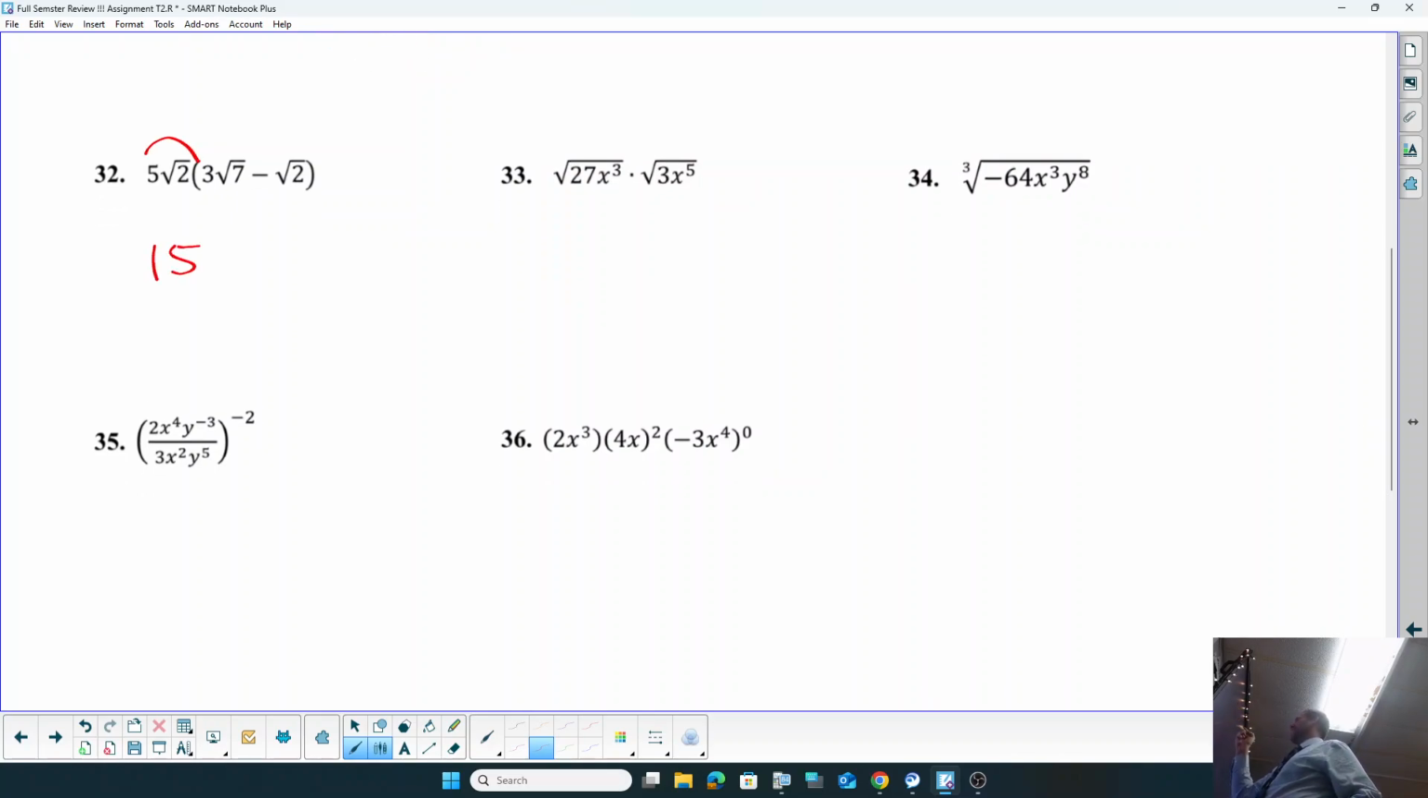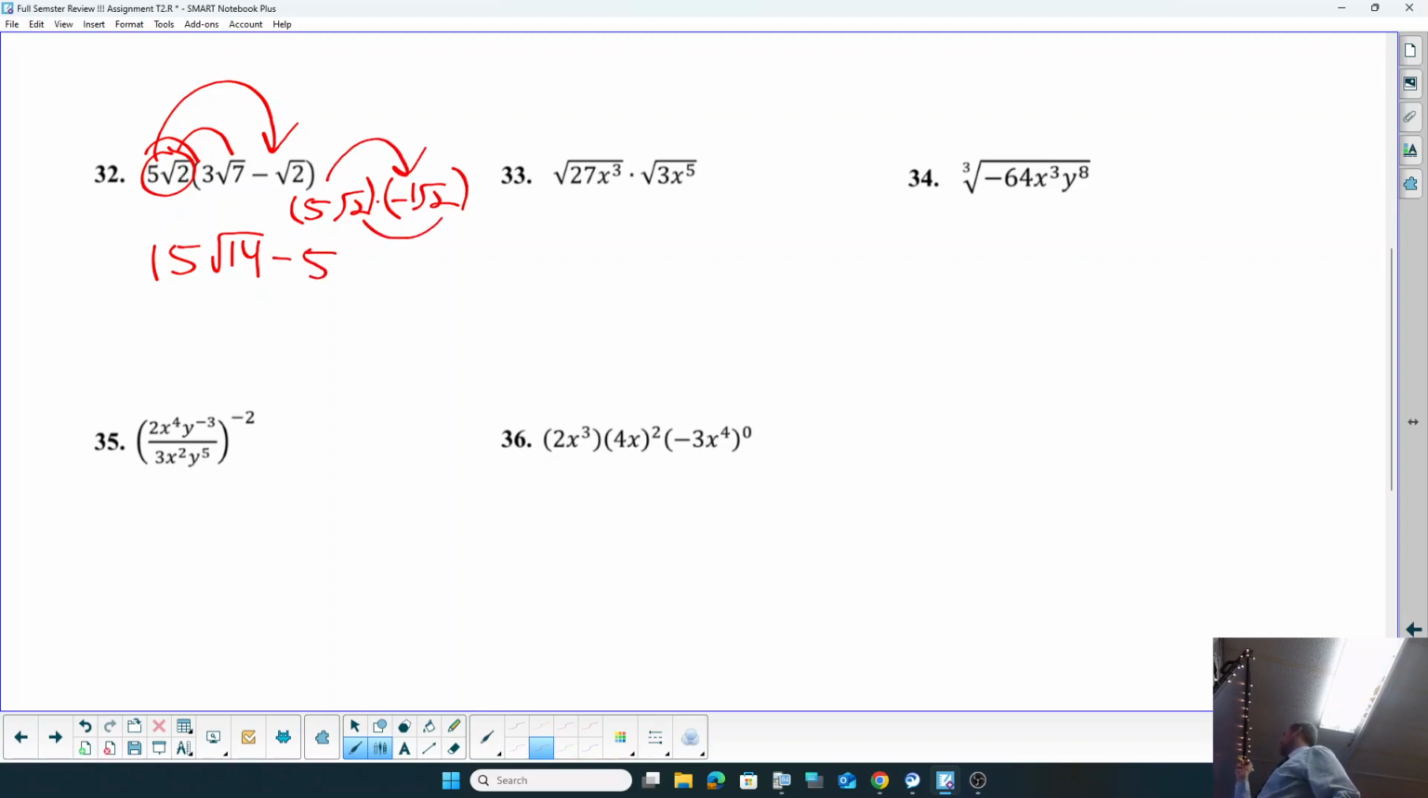Don't forget, multiply whole numbers with whole numbers. 5 times 3 is 15. Radical 2, and then radicals with radicals. So radical 2 times radical 7 is radical 14. Then you have to take the next thing, right? And you have to take 5 radical 2 as well and times it this. What is that? Well, that's 5 radical 2 times negative radical 2, right? We have a whole number, it's invisible, it's a negative 1. So 5 times negative 1 is negative 5. Radical 2 and radical 2 is radical 4. And the square root of 4 is 2.